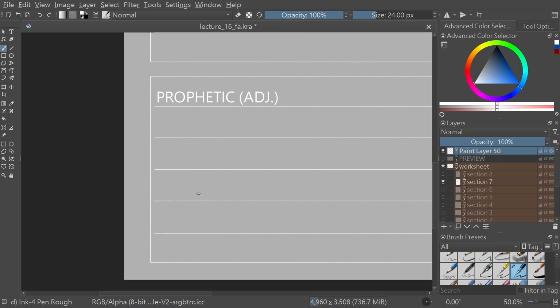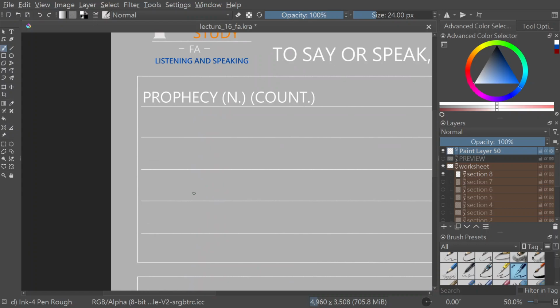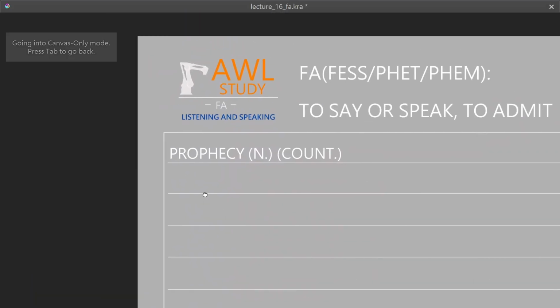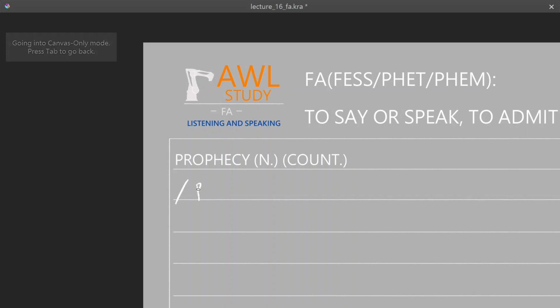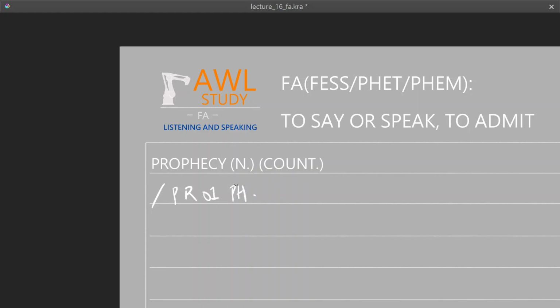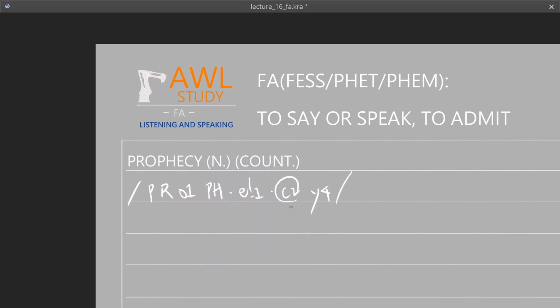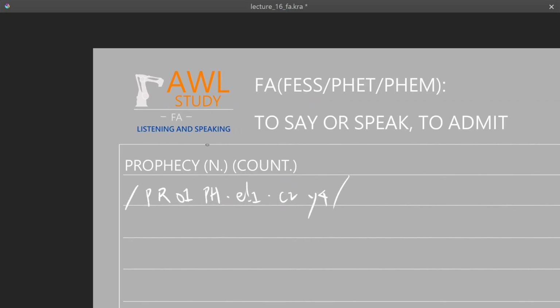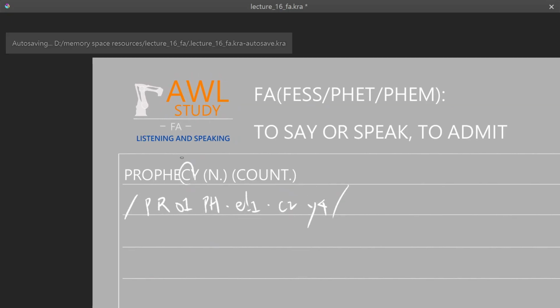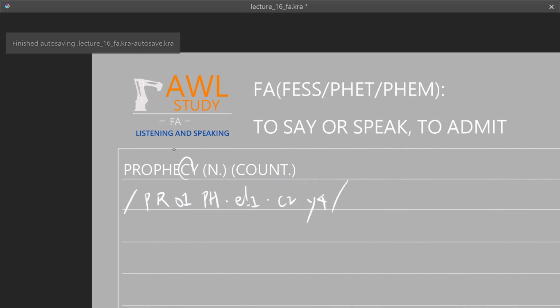All right, next we have prophecy. C says S because it's followed by E, I, or Y.